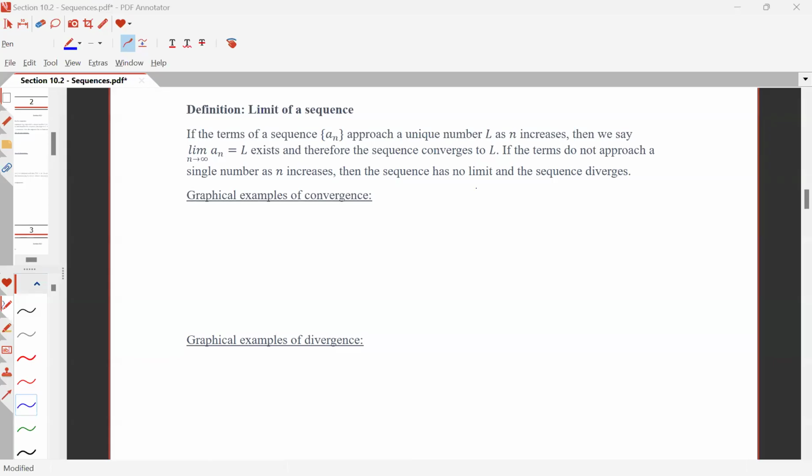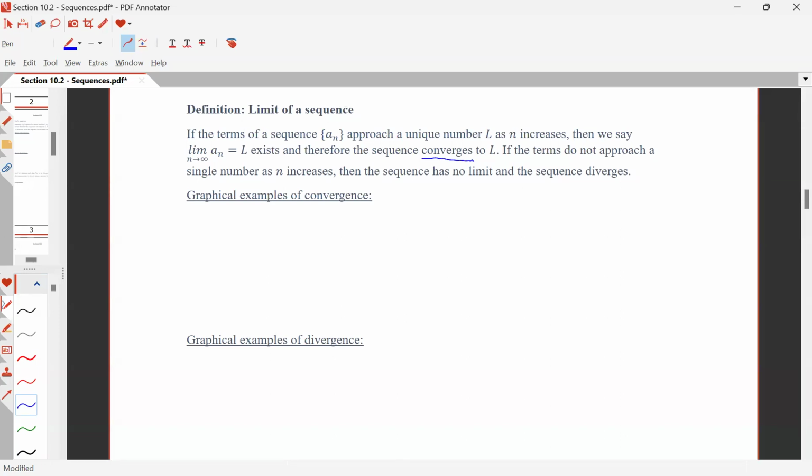In this video, we are going to take a look at what the definition of a limit of a sequence is, as well as a lot of properties for how we can find limits of sequences. So if the terms of a sequence approach a unique number L as n increases, then we say the limit as n goes to infinity of a sub n equals L. And it exists, the limit exists, and therefore the sequence converges to L.